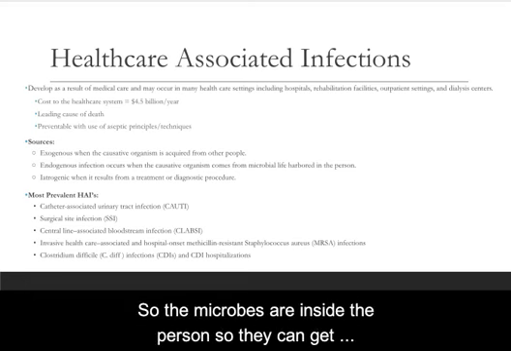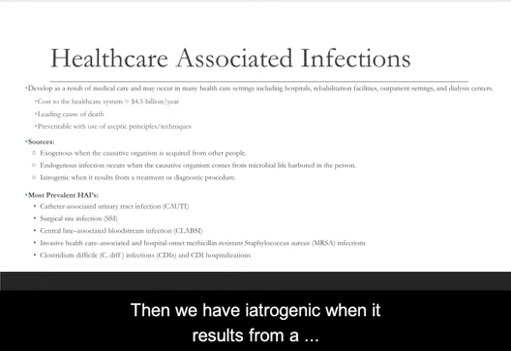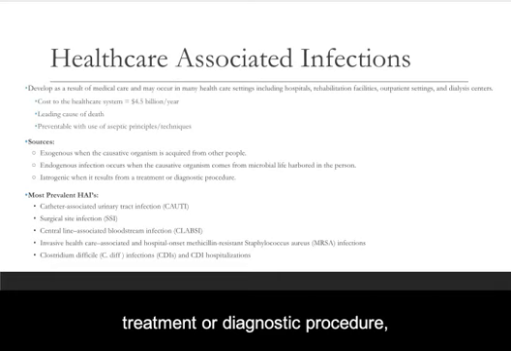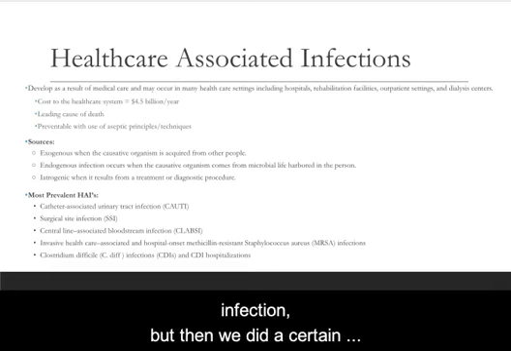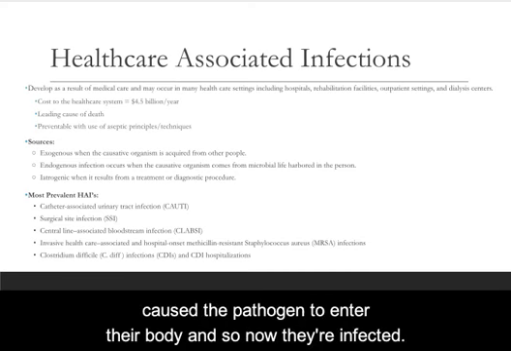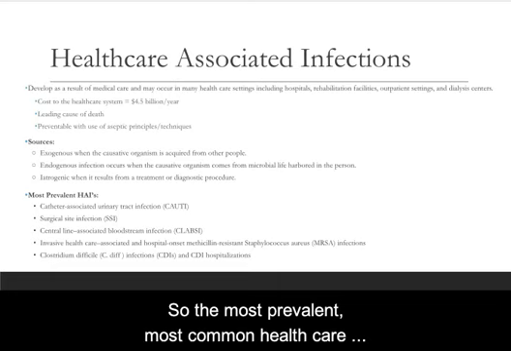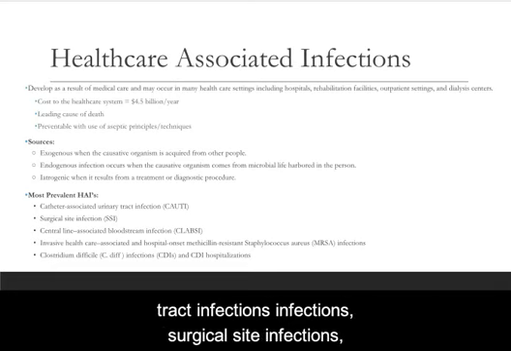So the microbes are inside the person, so they can get infected from the pathogen that's already inside them. Then we have iatrogenic, when it results from a treatment or diagnostic procedure. For example, the patient didn't have an infection, but then we did a certain treatment or diagnostic procedure on them, and that caused the pathogen to enter their body, and so now they're infected.